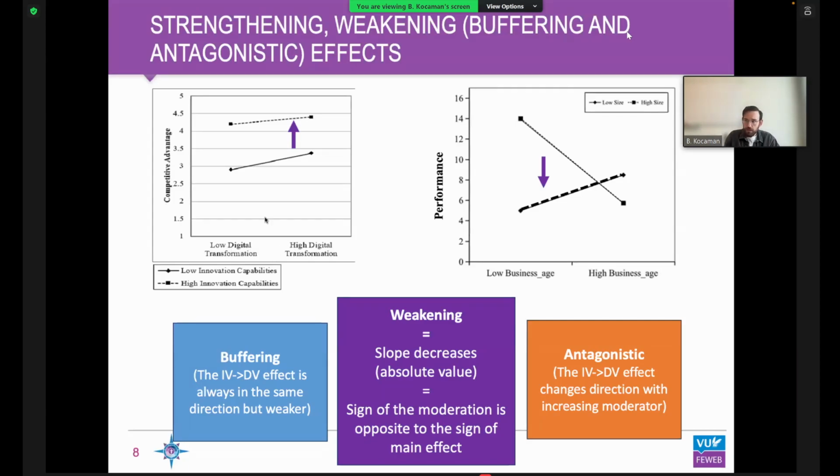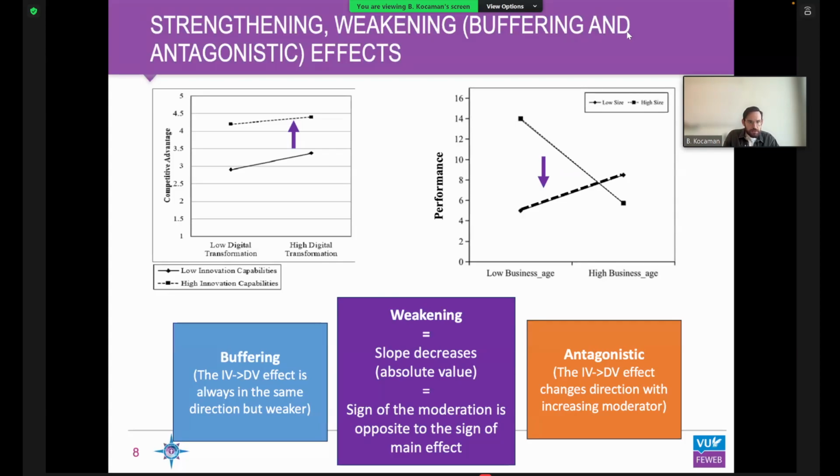So here you see that when you go from low to high, the competitive advantage goes from 2.9 to 3.4 or something like that. When you have high innovation capabilities, you see that this change in the competitive advantage when you go from low to high digital transformation is less of a thing. So it's a less intense effect. That's why we call this a weakening moderator. So innovation capabilities here is a weakening moderator.